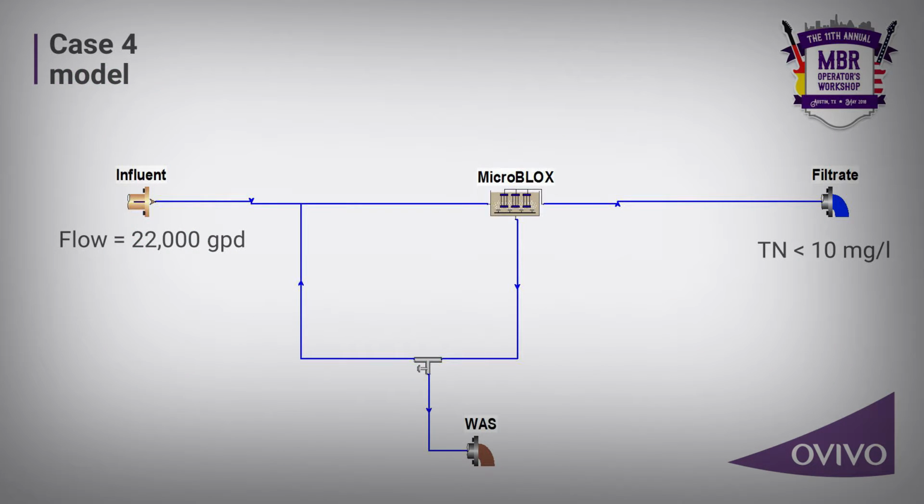With the new case, this was a single zone system, a microblock system, package plant, designed for 22,000 gallons per day for TN less than 10. This plant was commissioned last December. At the very beginning, when we seeded with good quality sludge, suddenly the TMP was rising quickly and they were doing frequent CIP.